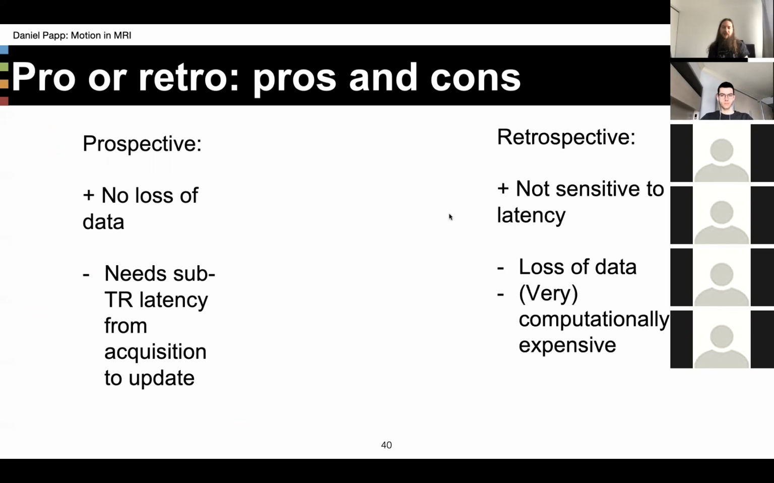Retrospective is not sensitive to latency. It is sort of incorporating a loss of data as a given: the k-space energy that has been rotated out of your acquisition is just gone, or equivalent ideas, and it can be very computationally expensive.